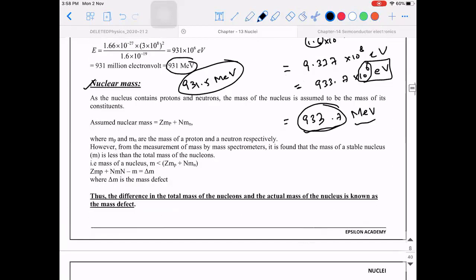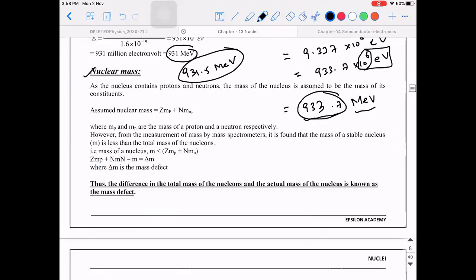So assuming it is clear, I'm proceeding to the next concept. The next general property of nucleus that we are going to see is nuclear mass. So as the nucleus contains protons and neutrons, the mass of the nucleus is assumed to be its constituent. So how do we calculate its assumed nuclear mass? So it is Z times Mp because Z stands for the number of protons, Mp being the mass of each proton, plus N times Mn. N is what? The number of neutrons. So capital N times mass of neutron, right?